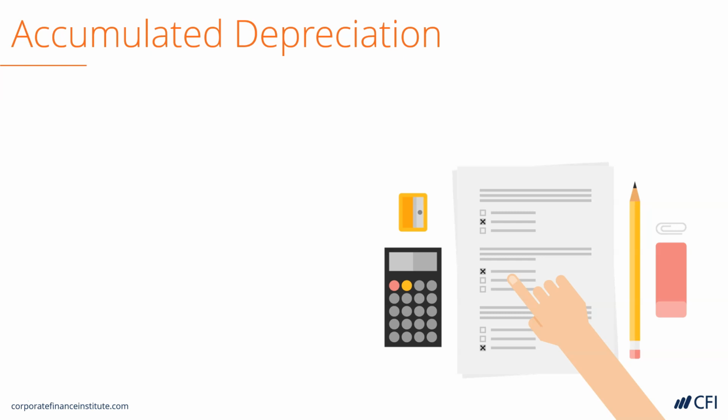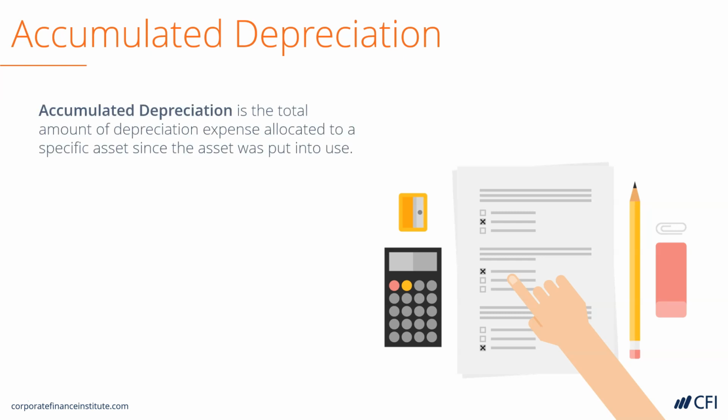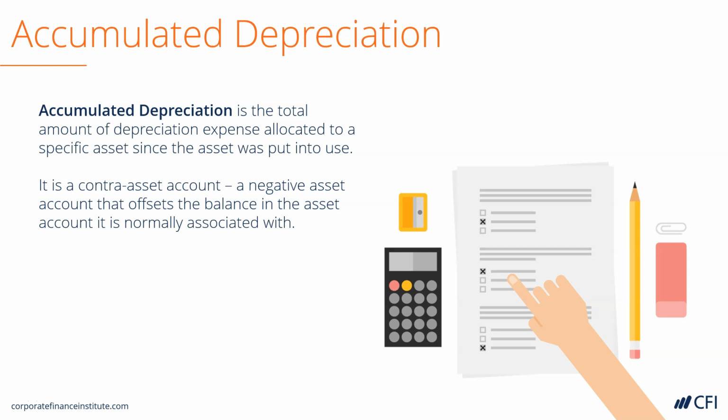Accumulated depreciation. Accumulated depreciation is the total amount of depreciation expense allocated to a specific asset since the asset was acquired and put into use. It's considered a contra-asset account, which is an asset with a negative or credit balance that is used to offset the asset account it's normally associated with.